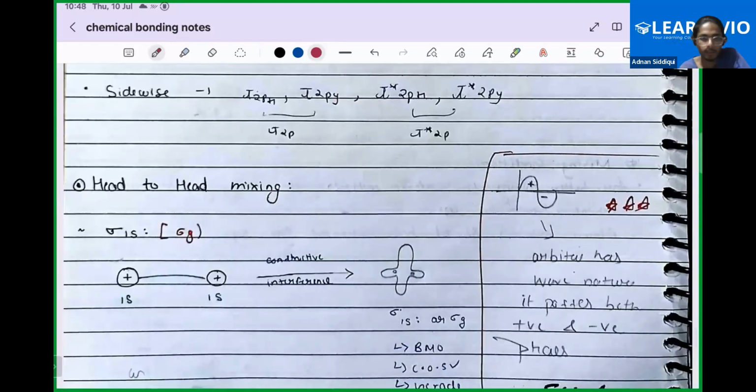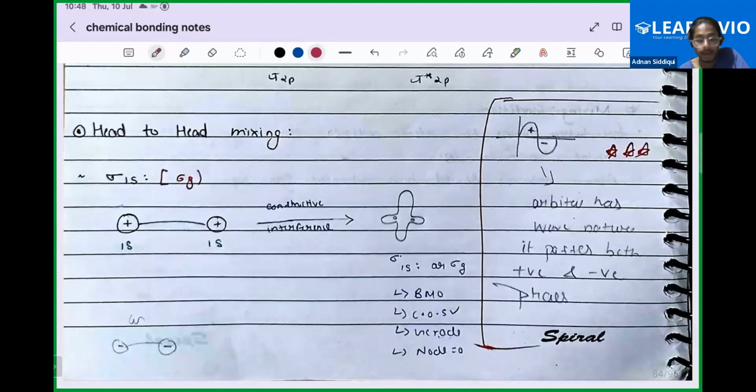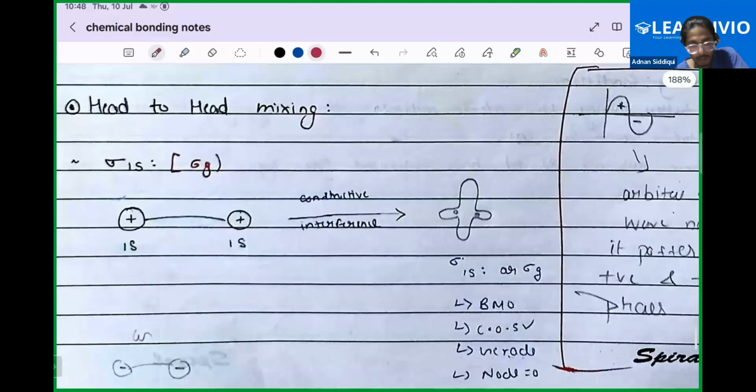So let us talk a bit more about this to understand it with more clarity. Head-to-head mixing: suppose you are talking about sigma 1s.